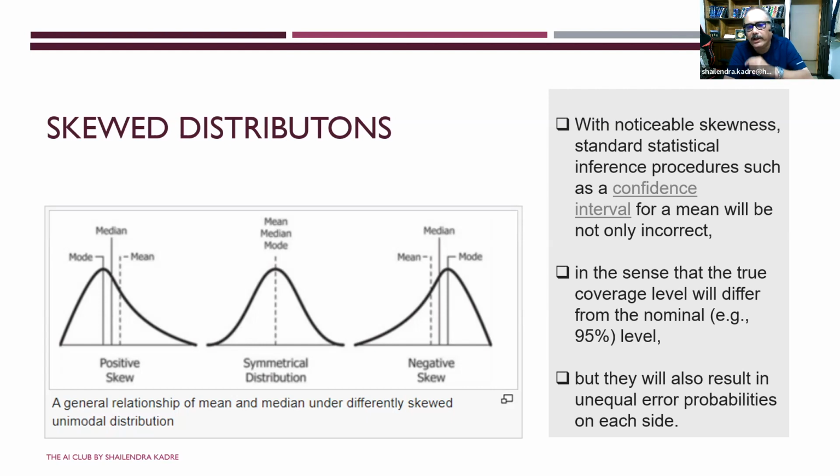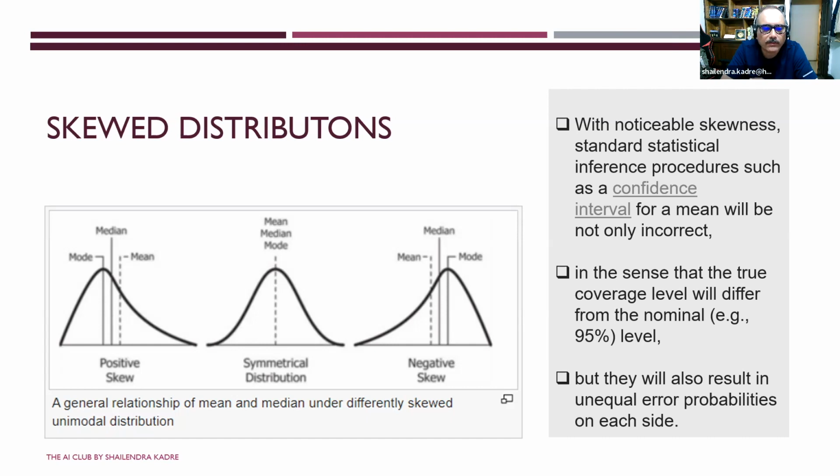Similarly in negative skew, the mode will always sit at the peak. The mean will always be on the leftmost side because the left hand side is the longer tail. And the median will sit in between. So like that you have to remember. Got it guys? How to remember it?